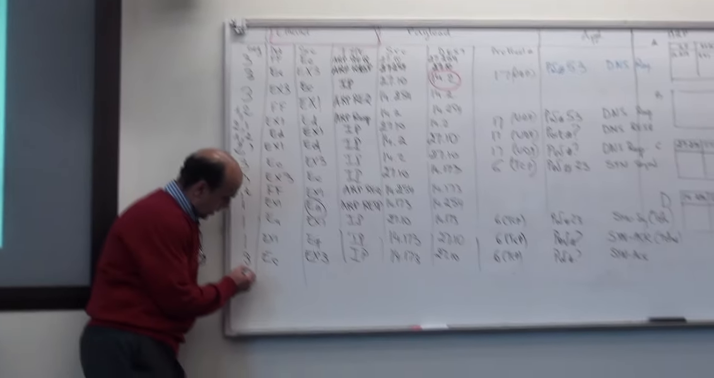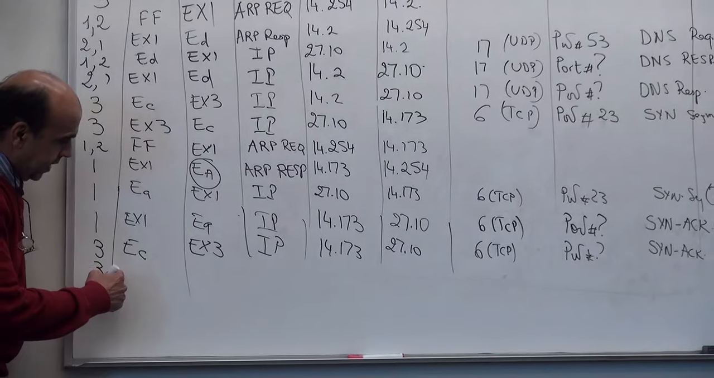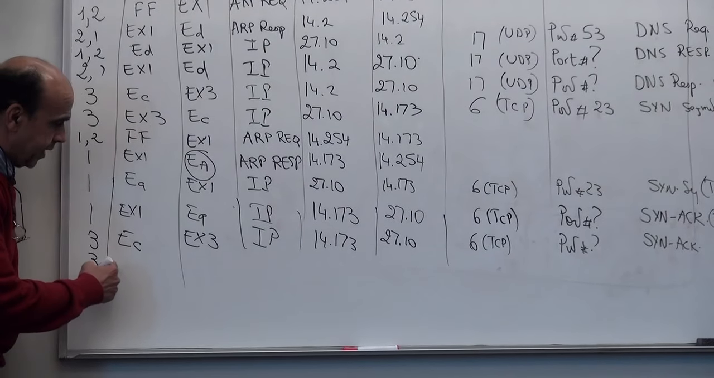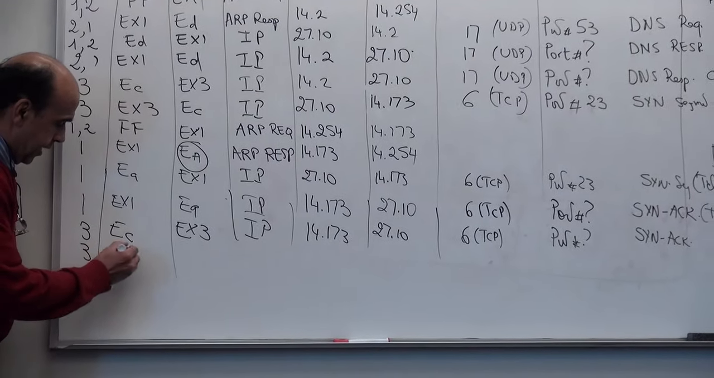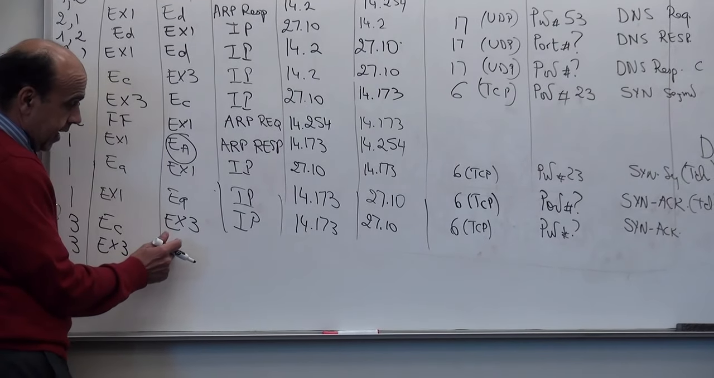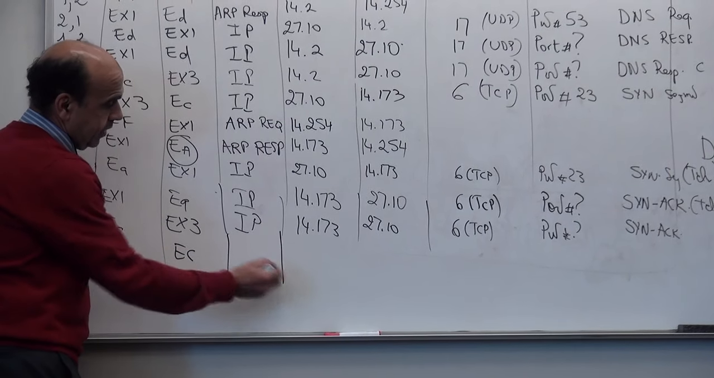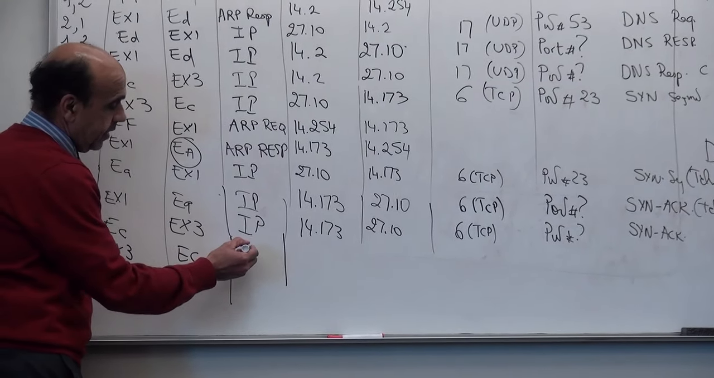So what will appear? Segment 3. Who is sending, and to who are we sending? To EX3, from EC. What is the type? IP.